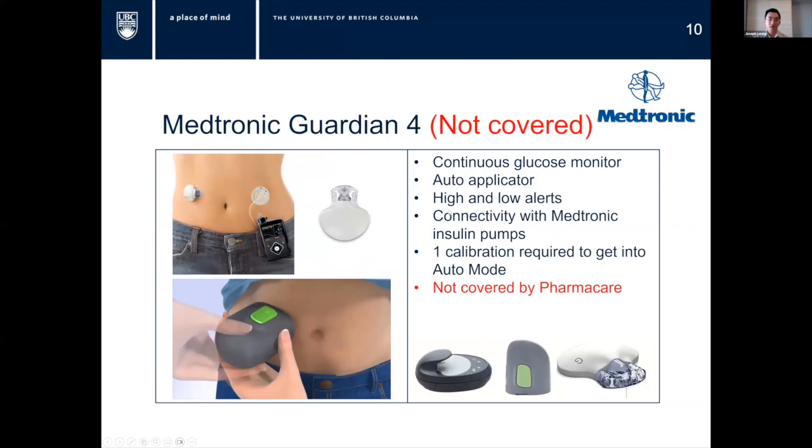And then we have the Medtronic Guardian 4. So pictured here is the Guardian 4 sensor. I believe this one is the Guardian 3, but as you can see, they look very similar. So this is a continuous glucose monitor as well. There's an auto applicator. This device over here is the charger for the transmitter, and this sensor can connect with Medtronic insulin pumps. For the Medtronic Guardian 4, you just need to calibrate once to get into auto mode, and there is no need to calibrate on a regular basis.